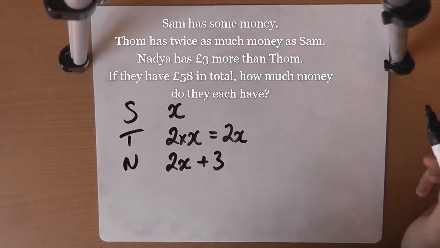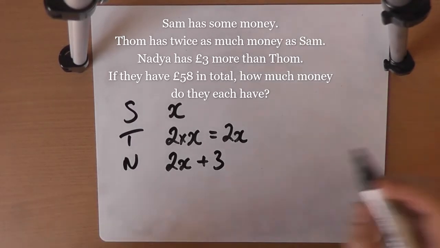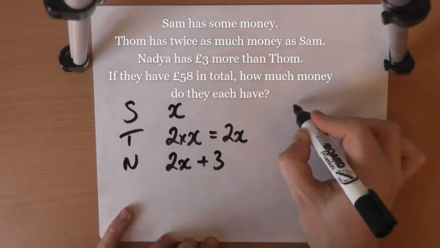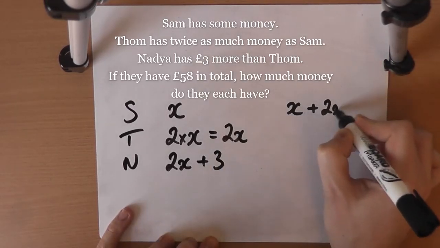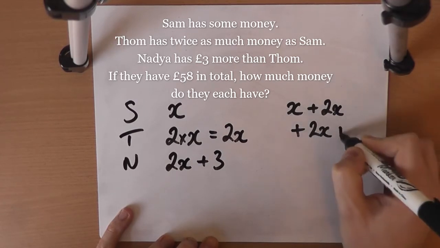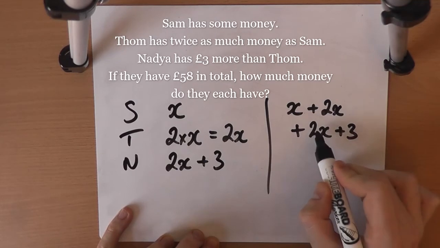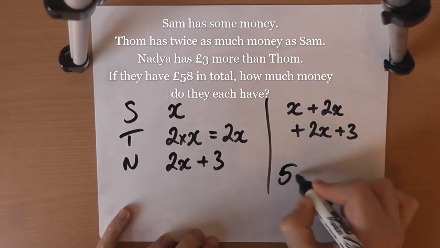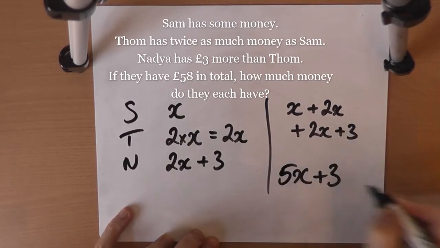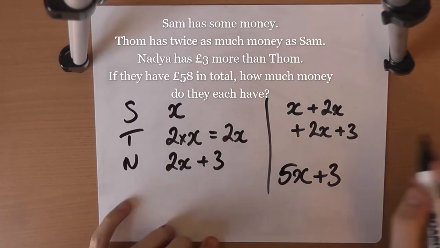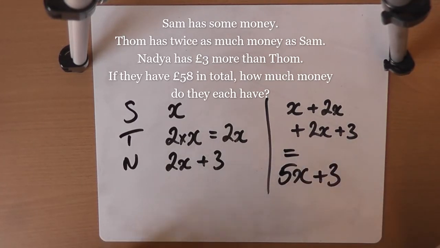Now we said that they have £58 in total, and that word total is key. Total means that we add everything up. So let's just add these up. We need to add up x plus the 2x plus the 2x plus 3. 1, 2, 3, 4, 5. That comes to 5x and then a plus 3. And there is our total: 5x plus 3.